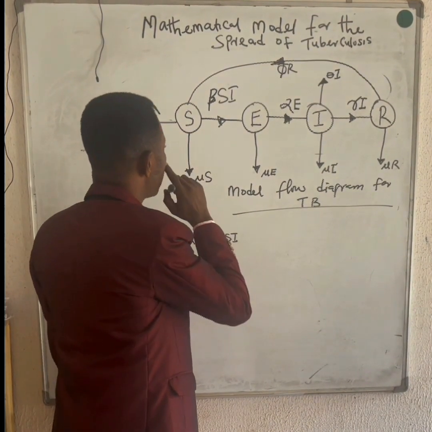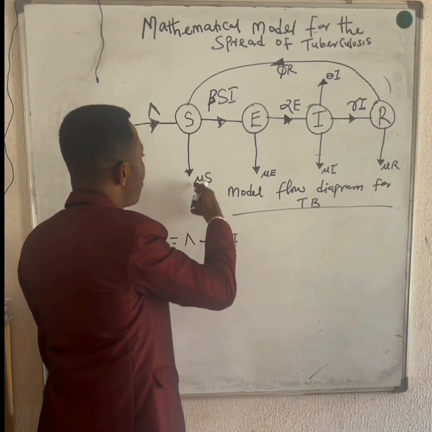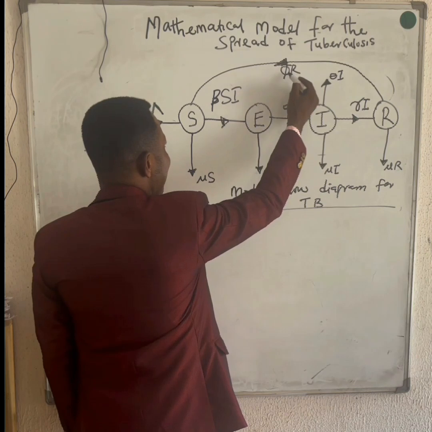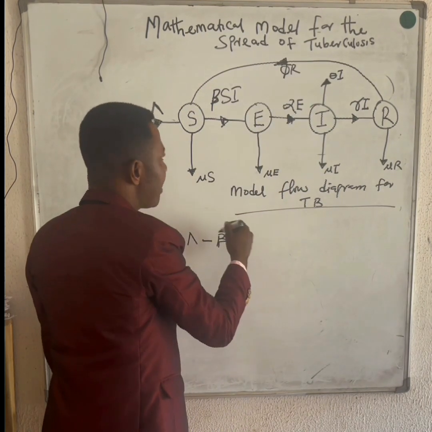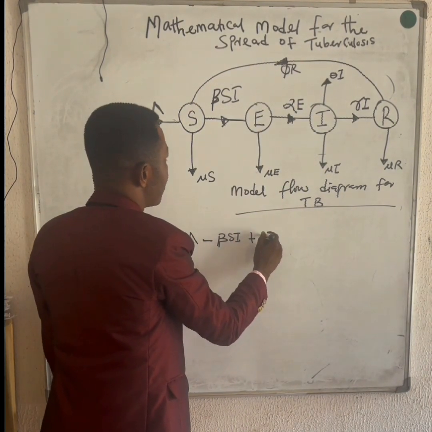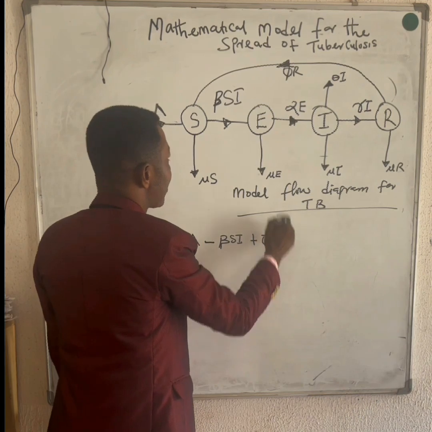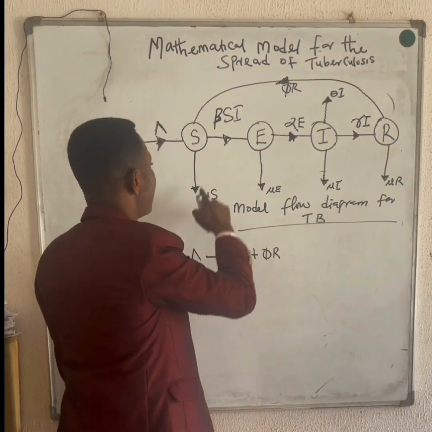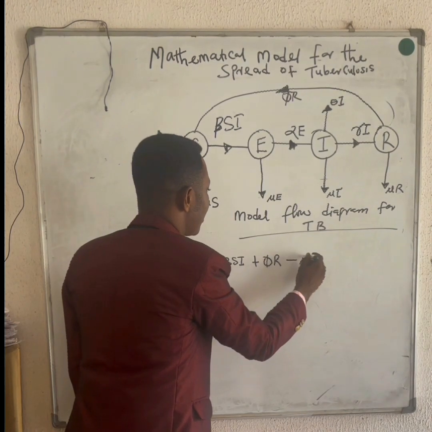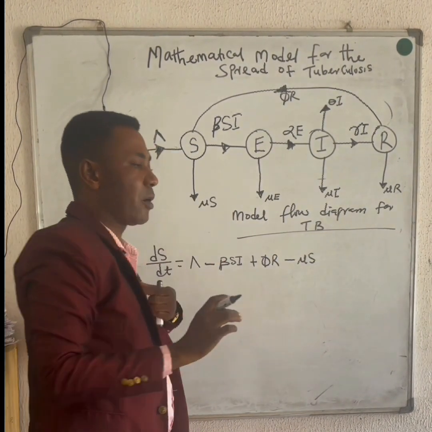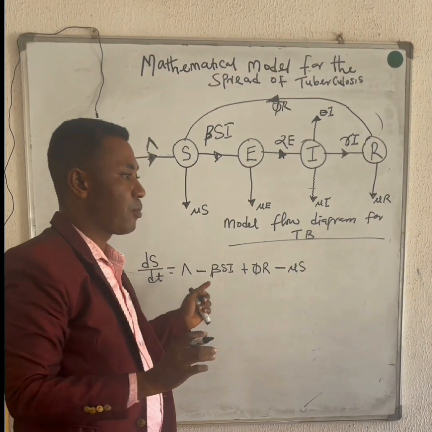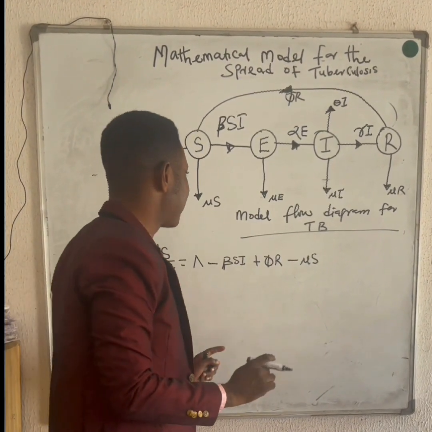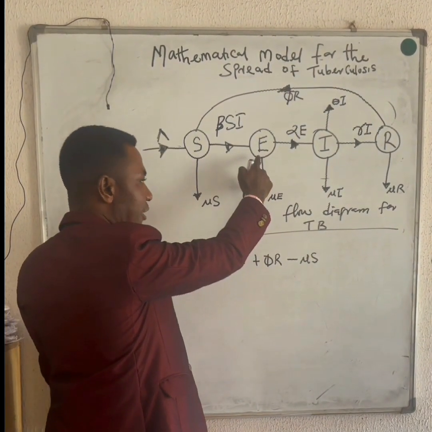All right? Then which one is leaving again? Mu S is leaving. But look at it. Phi R is coming in. So since it is coming in, we can say plus phi R because it is coming into the S population. But mu S is leaving, so it will be minus mu S. So we have written out the population dynamics for the susceptible compartment.